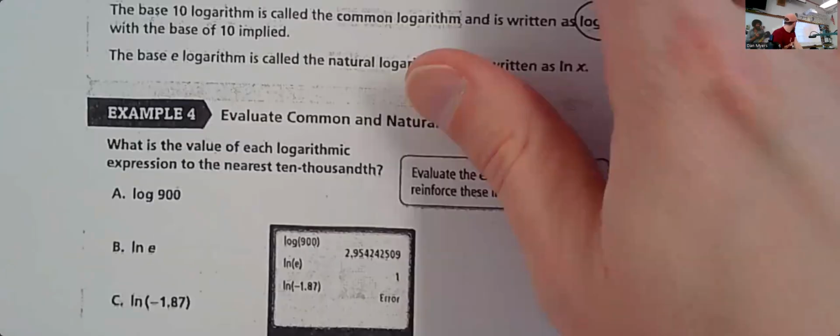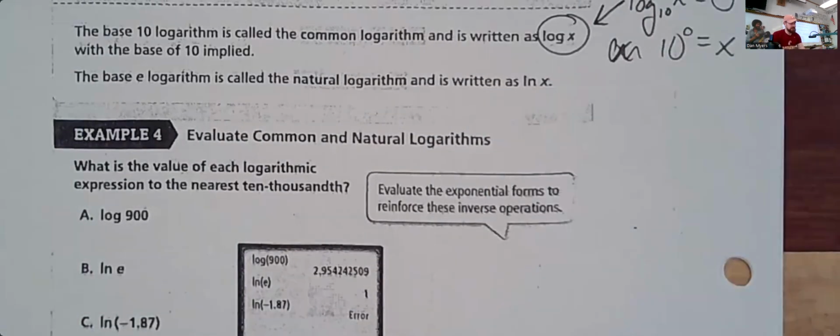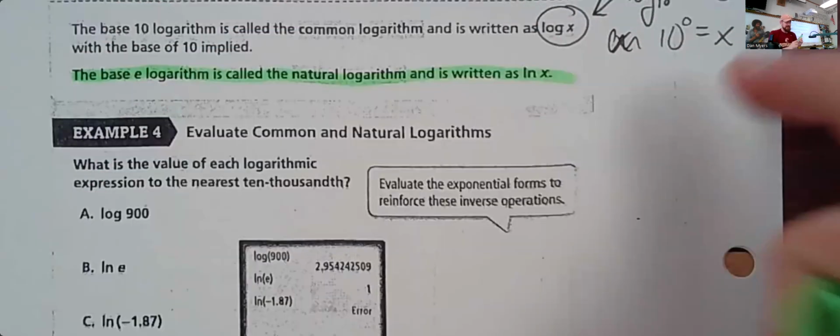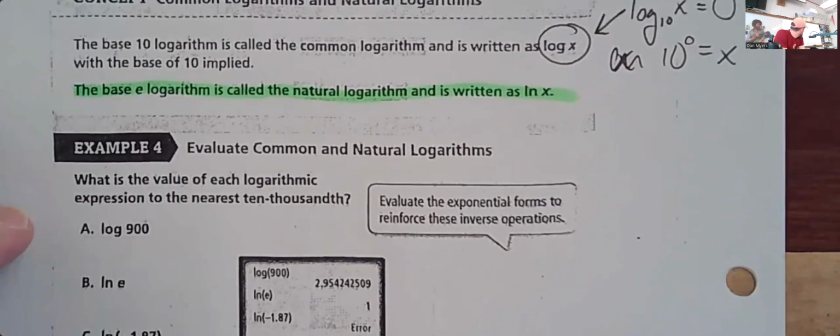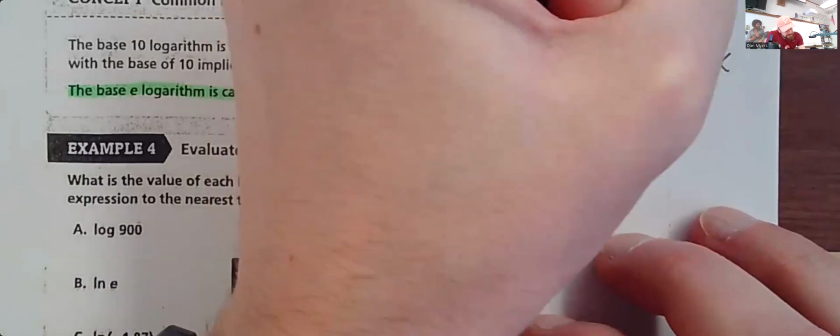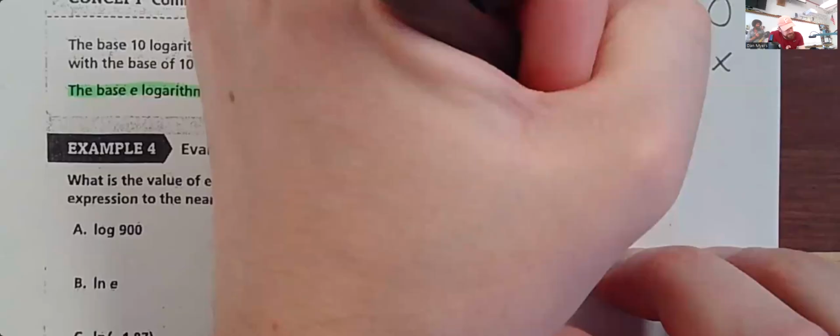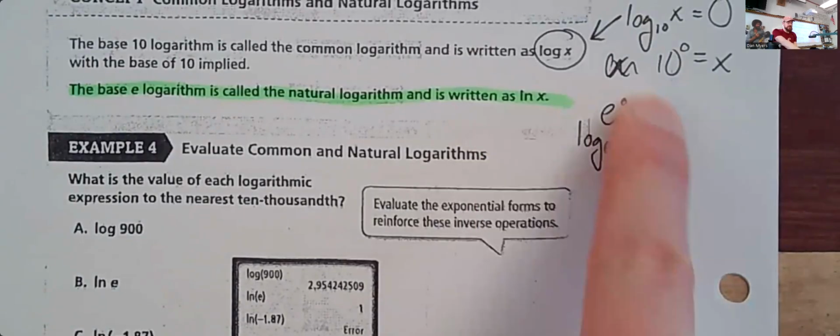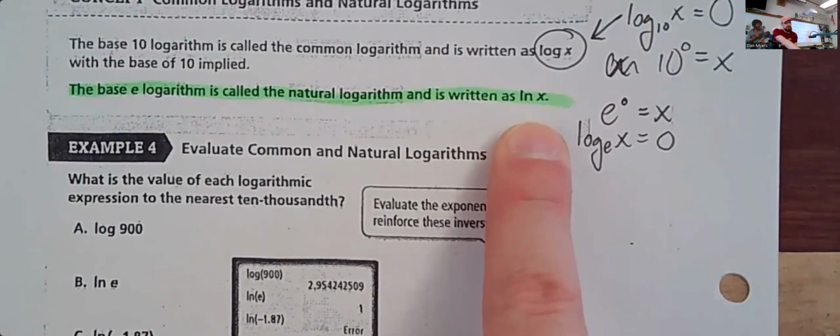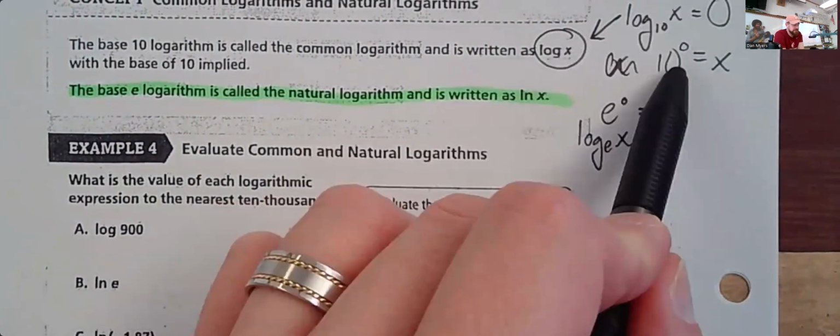So the next thing we're going to be talking about here is, oh, here's e again. The base e logarithm is called the natural logarithm, is written as ln x. So that means that if you take e to some exponent, the answer is x. But we don't usually write this as log base e of x is equal to some number. We write it as ln x instead. But all those three things mean the same thing, just like over here, those three things are equivalent as well.